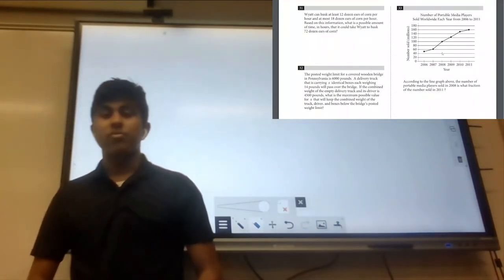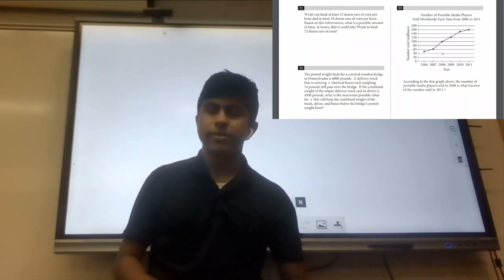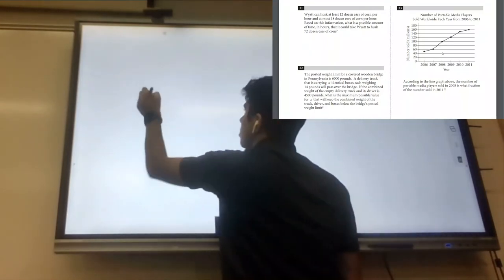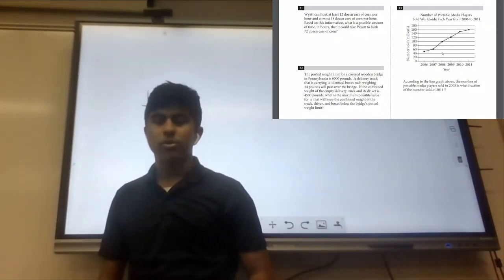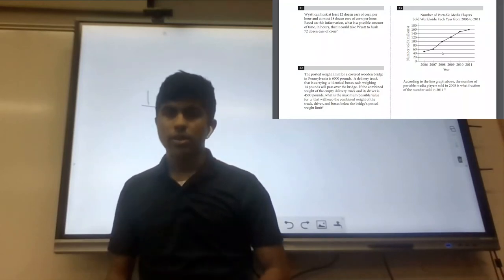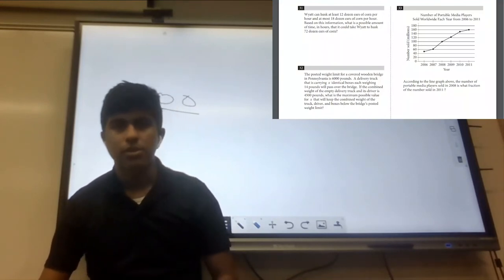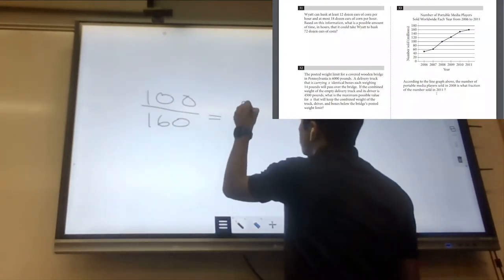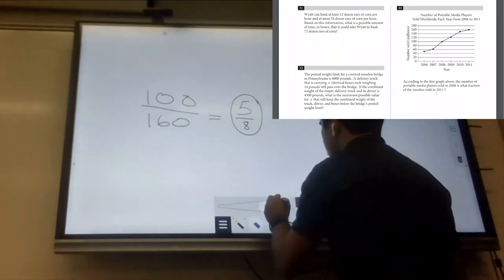Okay. Number of portable media players sold worldwide each year from 2006 to 2011, in a line graph. According to the line graph above, the number of portable media players sold in 2008, which would be 100, is what fraction of the number sold in 2011? In 2011, it looks like there were 160 sold. So it's just going to be 100 over 160, which is 5/8 if you simplify it. And that is our answer. Let's keep going.